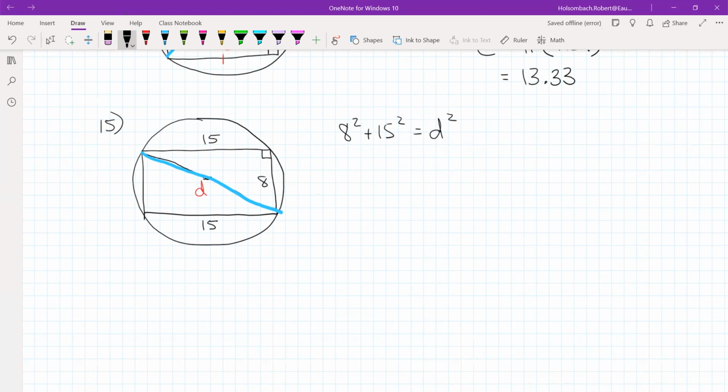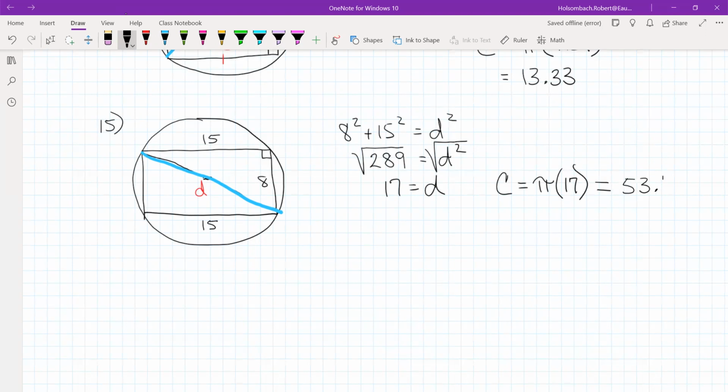So 8 squared plus 15 squared equals 289 equals d squared. Square root both sides. And 17 equals the diameter. Circumference equals pi times the diameter. So times pi button equals 53.41. And that concludes our study guide for quiz 11.